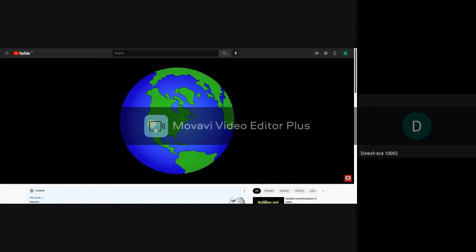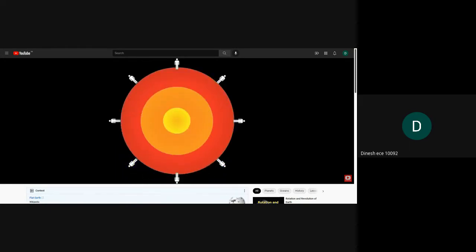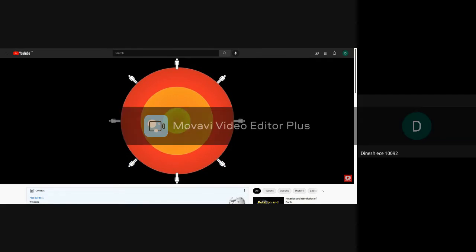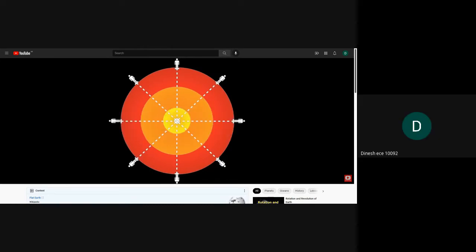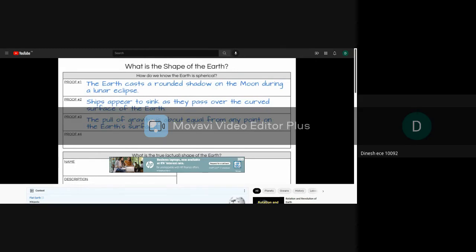But the fact is, if you take the Earth and you put individuals at any point you want on the planet, and you open up the Earth and you weigh these people, they're going to weigh just about the same thing everywhere. And what we can conclude from that is that everywhere on the Earth is the same distance from the center. And if that is true, the Earth must be a sphere. Let's go to our handout. This will be proof number 3. The pull of gravity is just about equal from any point on the Earth's surface, proving that the Earth is spherical.